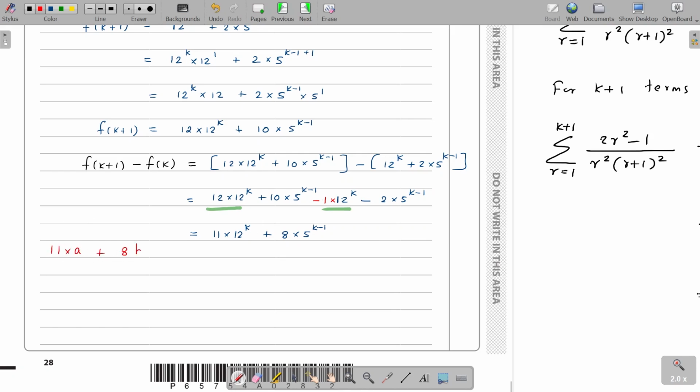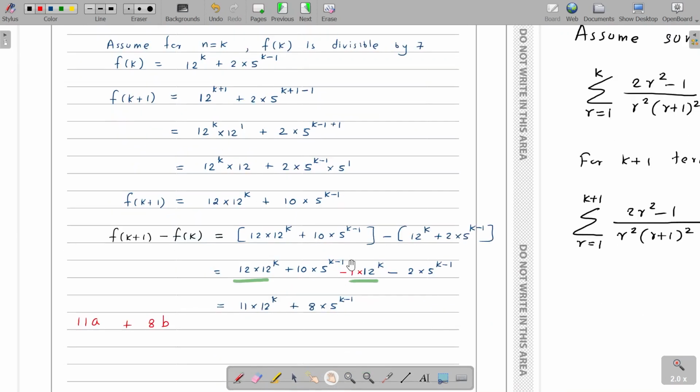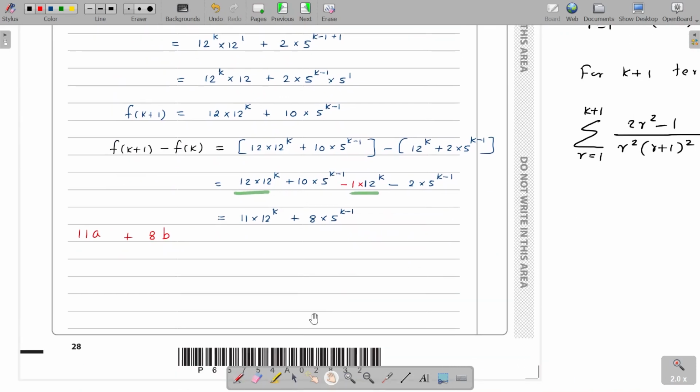Okay. Now look at this. What is our f(k)? The f(k) we have is 12^k plus 2 times 5^(k-1), which means I have 12 to the power k, which is what I used as a, right? Now shall I break this 11 up? I want to create a 7, right? I want to create a 7. So this 11 we'll break it up as what?